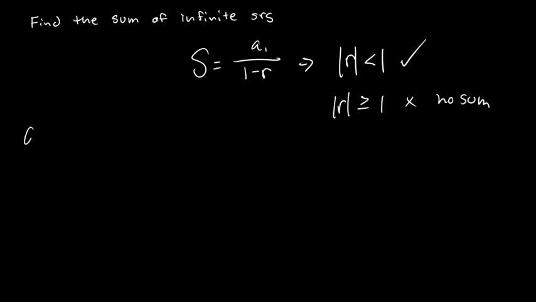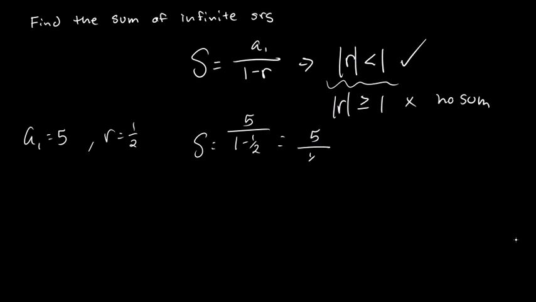So one example is a sub 1 equals 5 and r equals 1/2. Well, r equals 1/2 falls into this category, so I can go ahead and find my sum by plugging in a sub 1 and r. So that would be 5 divided by 1/2, which is 5 times 2 over 1, or 10.